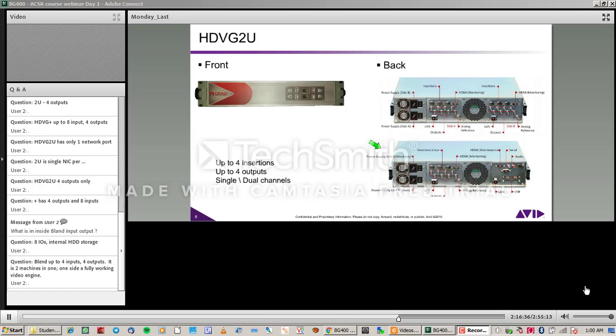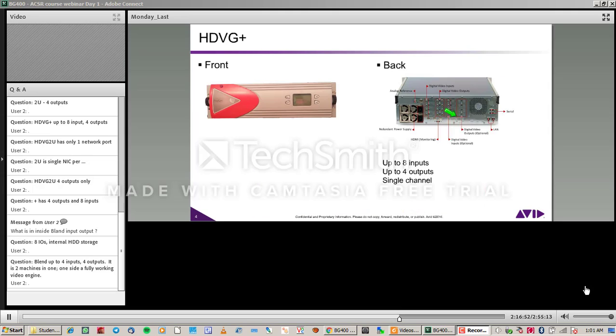More about the reference. HDVG 2U, again, if that's our dual channel, has a separate reference for each side, but this is nothing surprising. There are two separate machines in one box. With the HDVG Plus, we have a reference input. On this picture it is just blurred, but some of the machines also have a reference output. It means that we can connect them in a chain, and one reference signal will be enough for the whole rack of machines. So just connect to the first one, and then connect that one to another one.